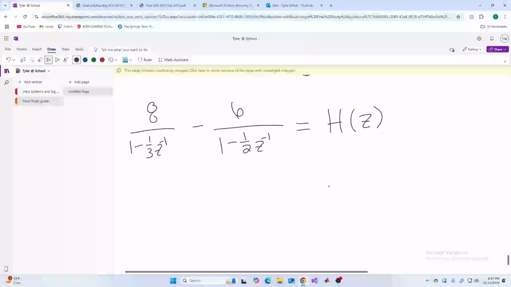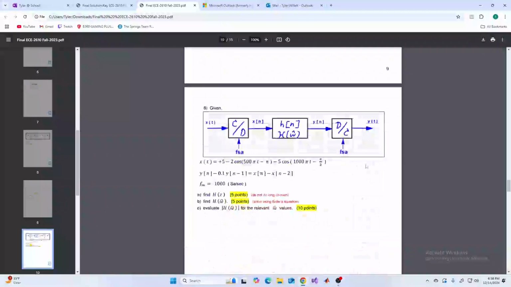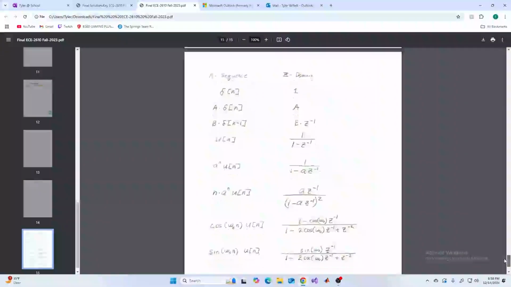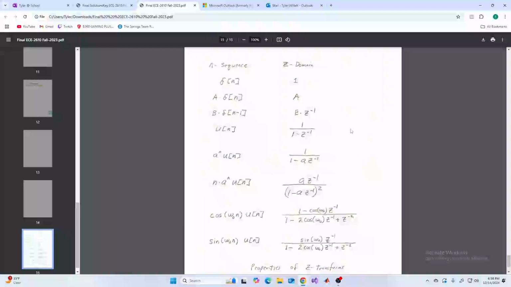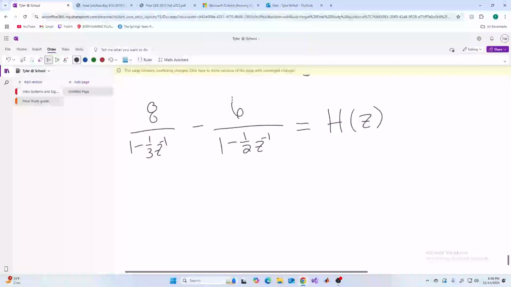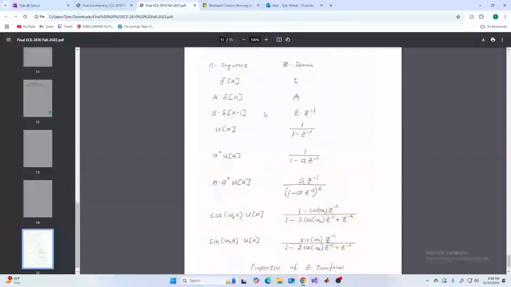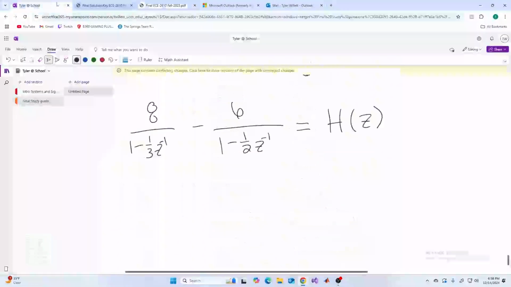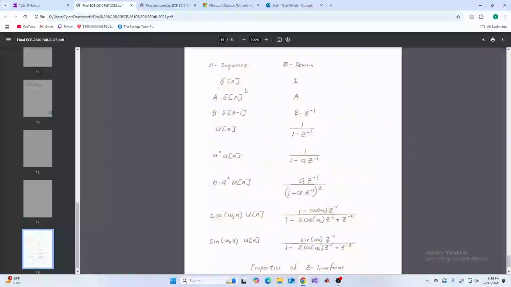Now the only thing that's left, and if you want me to walk you through this, please let me know. I can make another video about this. All you are now doing is you're looking at my final, so this is it. Go down to here. Here is where you have all the transforms. So if I looked at it, this is 6 all over 1 minus 1/2 z to the negative 1. Well, what looks similar to that? I don't have a z up top, so it can't be this. It has to be this one here.